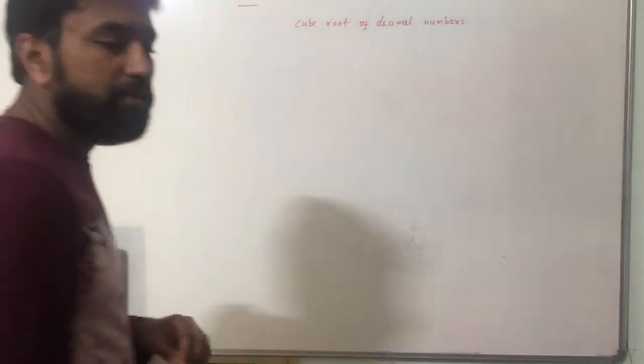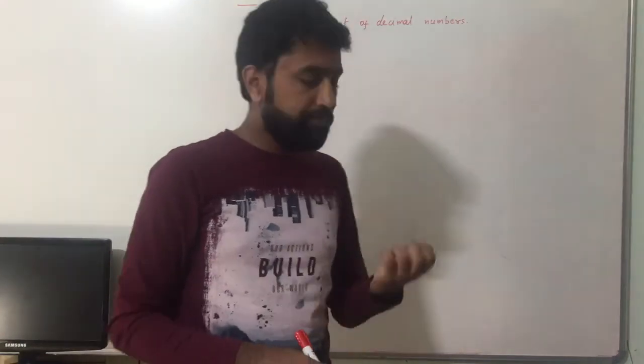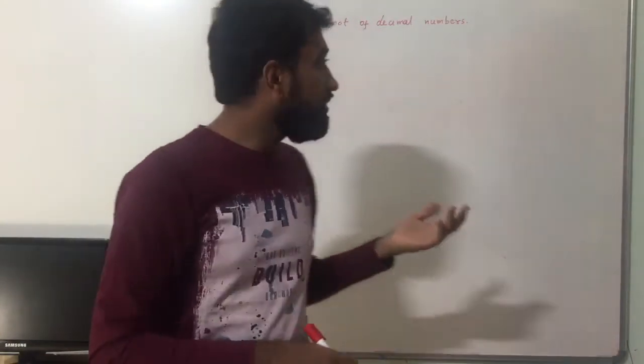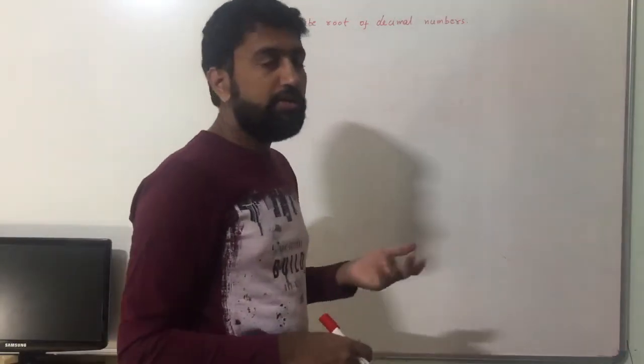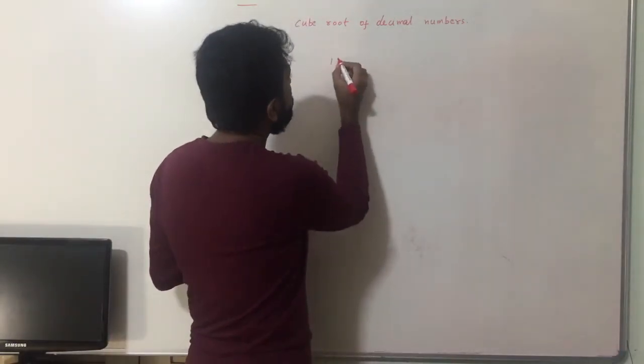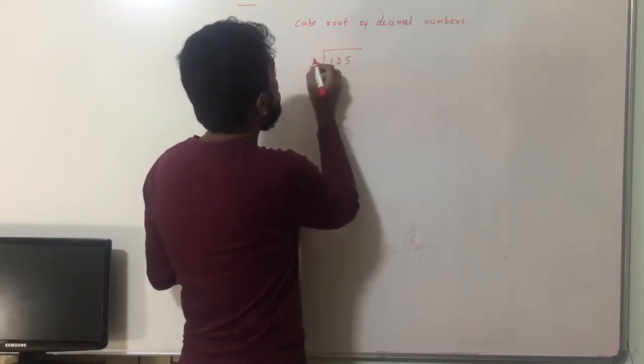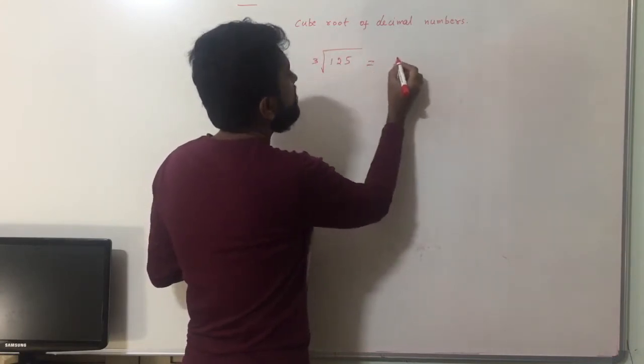Okay, in this video we'll be learning about cube root of decimal numbers. You know how to find the cube root of ordinary numbers. Let us take this example of 125. What is the cube root of 125? The cube root of 125 is equal to 5.